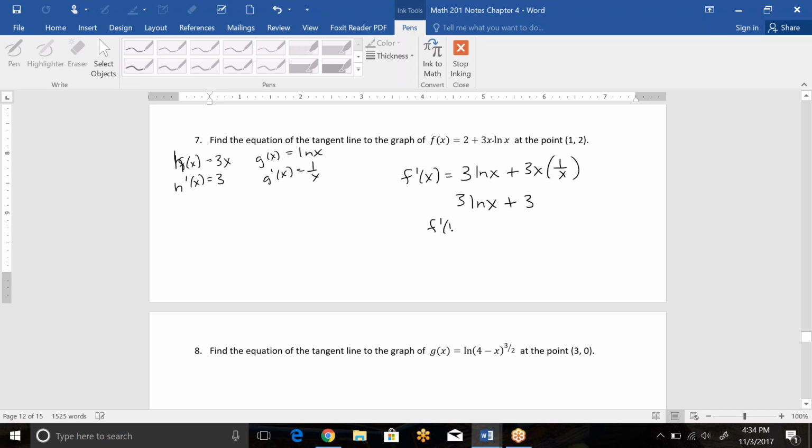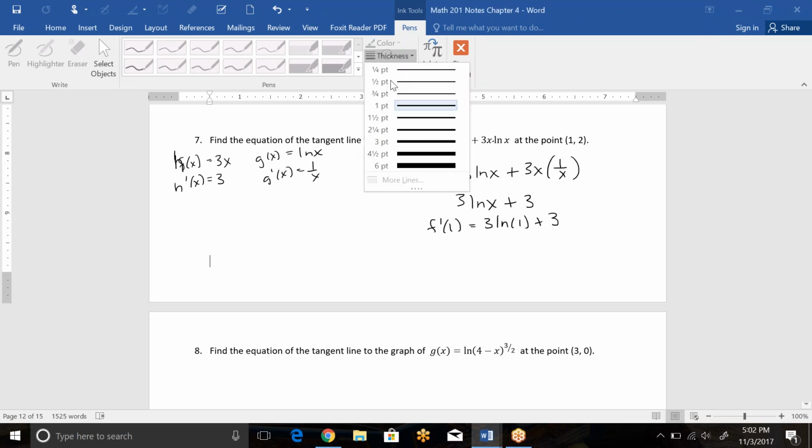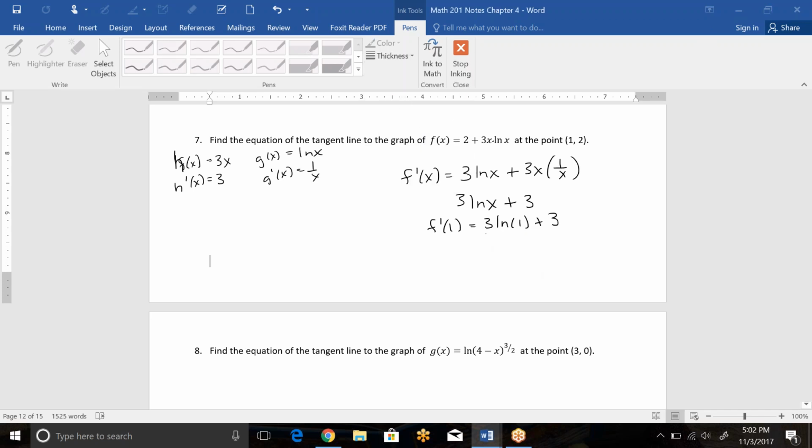And then we evaluate that at 1 to find the slope of the tangent line. Okay, and the natural log of 1 is 0, so then we get just 3 times 0 plus 3, so that's going to be 3 for my slope. So then y minus 2 equals 3 parentheses x minus 1 using point slope, which would be 3x minus 3. Add the 2 over, so we get y equals 3x minus 1. So there's our equation of our tangent line.